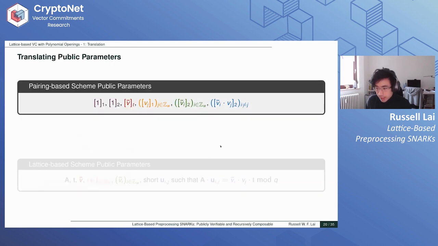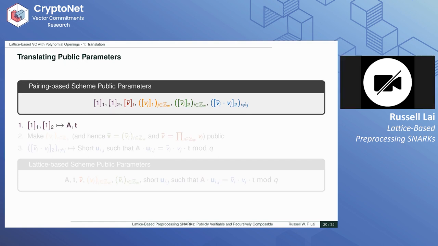So now, given this scheme, let me show you some translation rules which allow us to translate this scheme into the lattice setting. First of all, we are going to deal with the public parameters, and then in the next slide, we are going to deal with the rest of the algorithms. We recall that the public parameters of the pairing-based scheme look like this. And to turn this into lattice-based public parameters, we are going to do three steps. As the first step, we are going to change this setup.